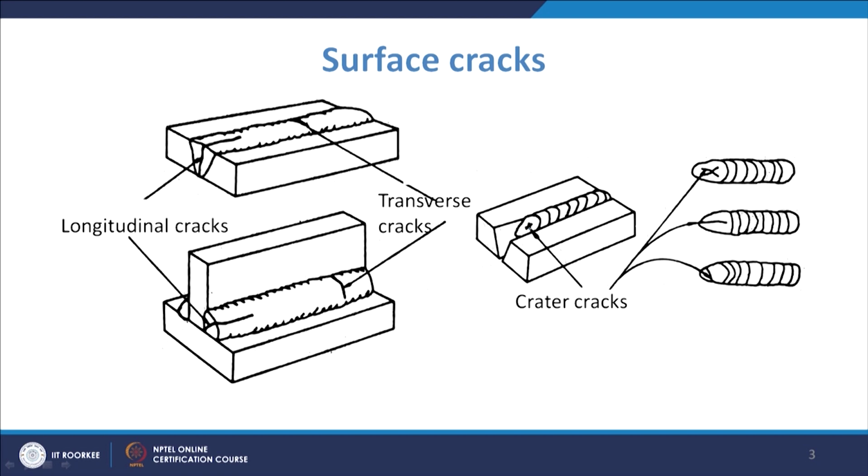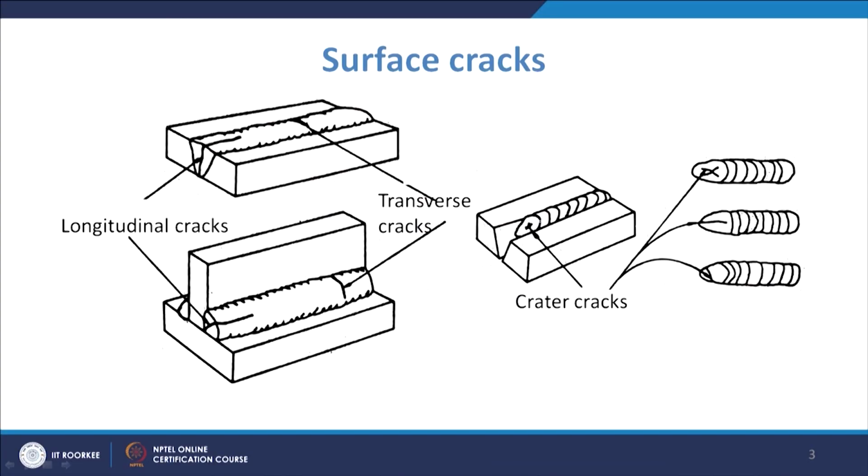These crater cracks are normally also because of the material properties, when the material has a very high coefficient of thermal expansion. In those cases, like austenitic stainless steel, these crater cracks are very likely to happen. So there are certainly some reasons for that.